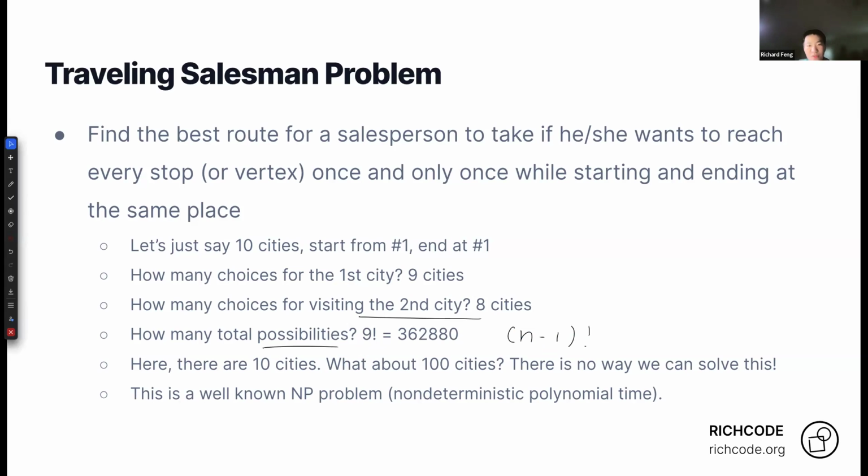So that's a lot of different options. In this case, we only have 10 cities, but what about if there are 100 cities? It's going to be very hard to solve this. So this is a very well-known NP problem, which stands for non-deterministic polynomial time. Basically, this problem can't be solved using a polynomial since we're dealing with factorials.